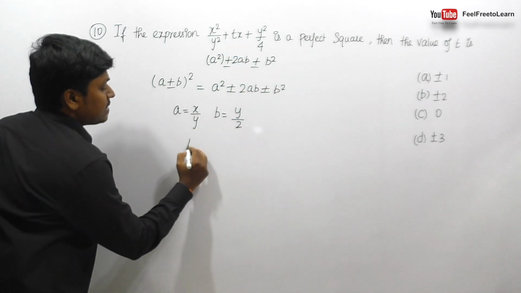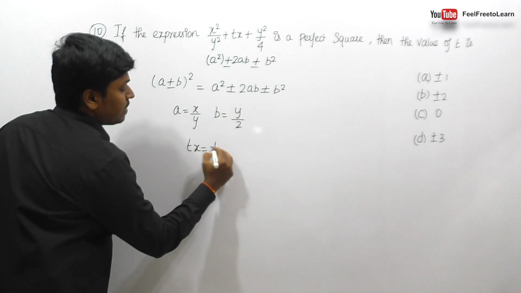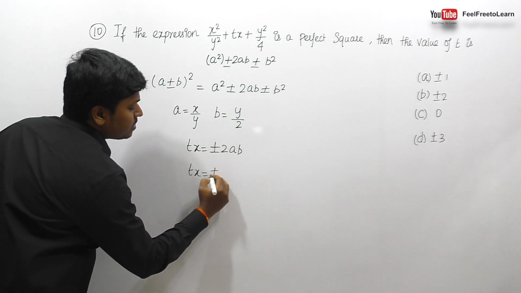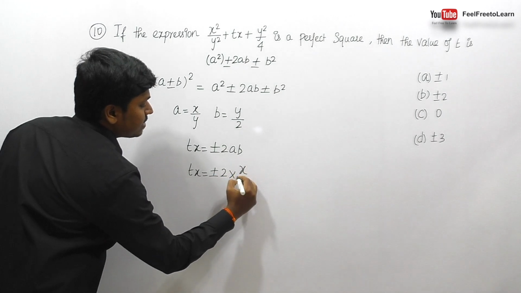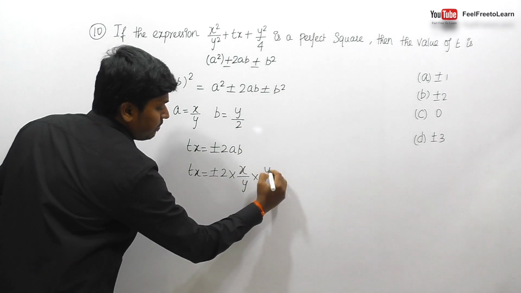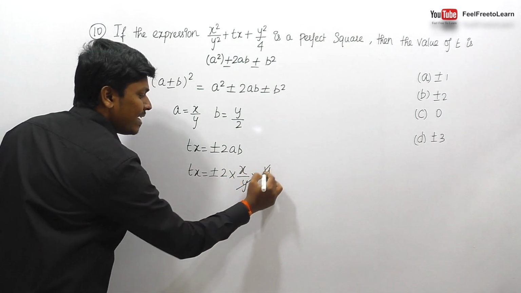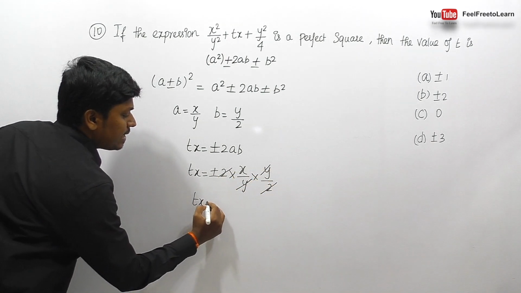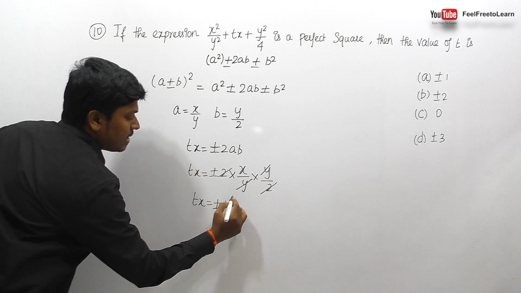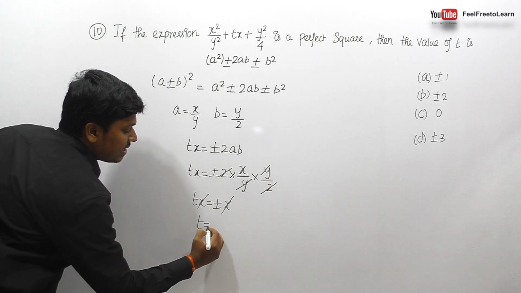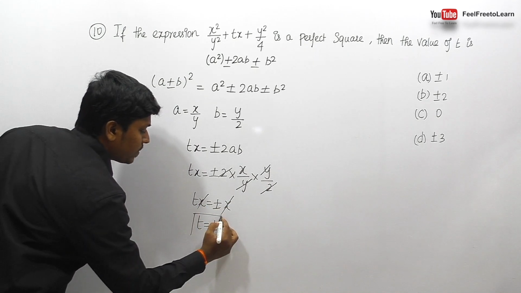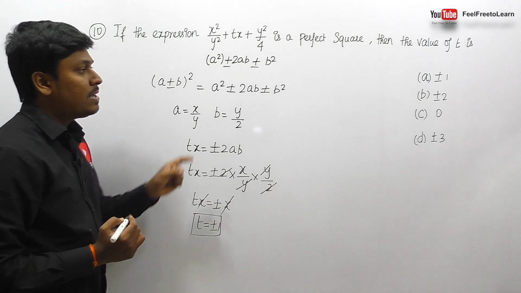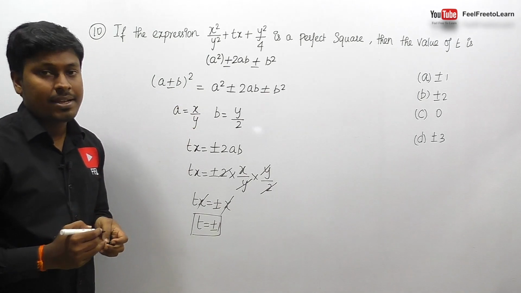So friends, tx is equal to plus or minus 2ab, and we know the value of a and b, right? So plus or minus 2, and a will be x by y and b will be y by 2. So finally we can cancel y and y, and similarly we can cancel 2 and 2, so this can be written as tx is equal to plus or minus x, so we can cancel x and x, so finally we got t is equal to plus or minus 1. So finally we got an answer for the last question, that is plus or minus 1, which is option number A, will be your answer.